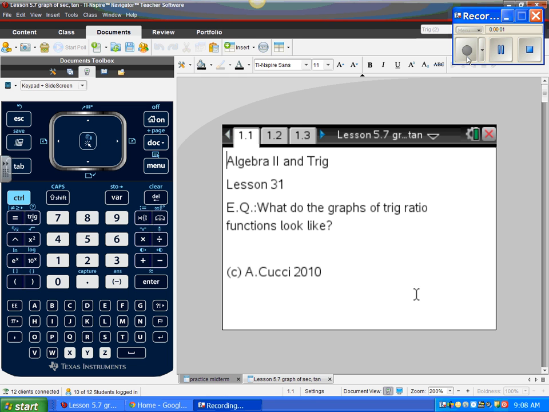Yes, 5.7. All right, so what we're going to talk about today is the graphs of our ratio trig functions. So our tangent, our secant, our cosecant, and our cotangent. Most of this is going to be simply done on the calculator. I am going to show you how we get our reciprocal trig functions from our basic trig functions. So we're going to be doing a lot of back and forth.